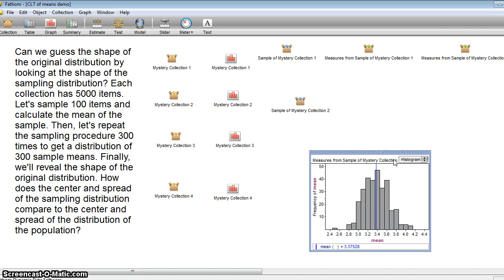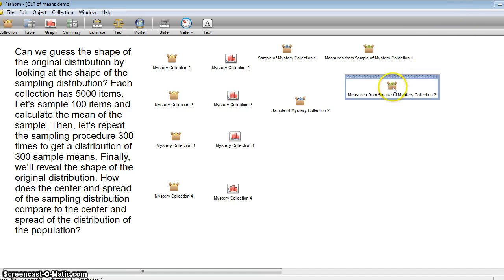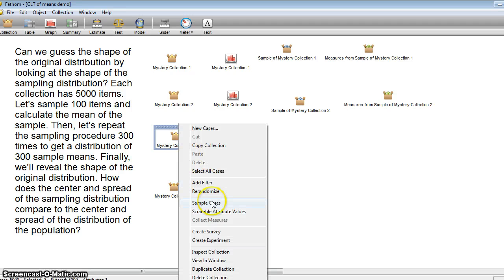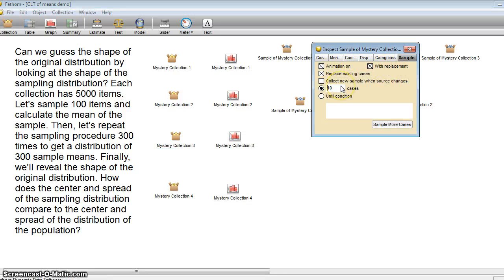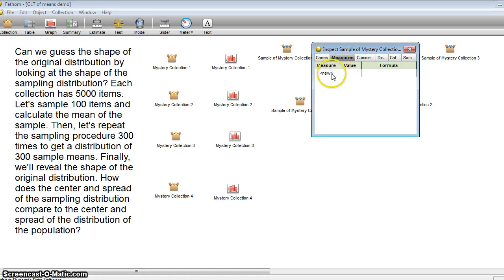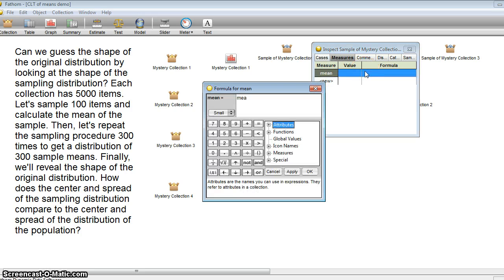Alright, let's take a look at our third collection. Maybe our third collection will be normal. One of these has to be normal, right? Let's see. Let's sample some cases. We actually want to sample 100 cases. So we'll do that. And then we're going to collect the mean for each sample of 100 cases.